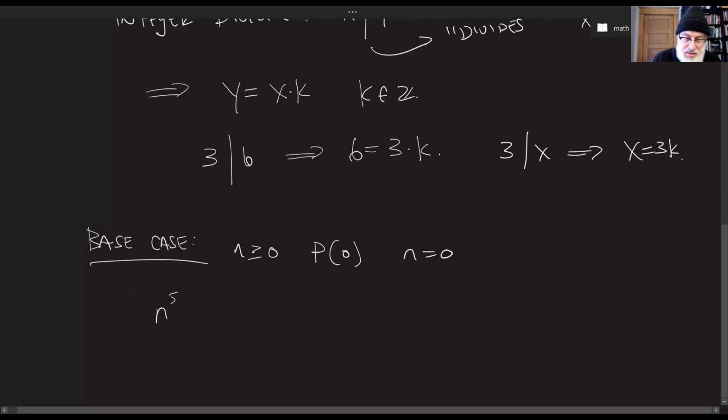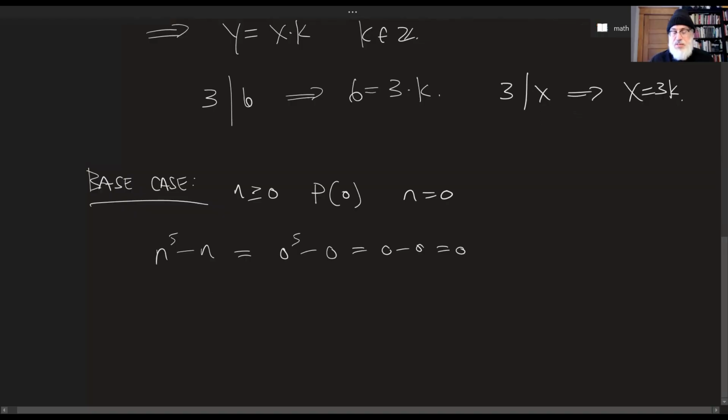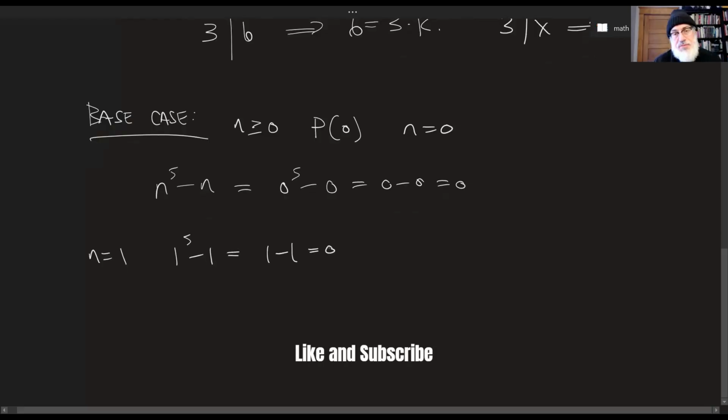And so let's look at n to the fifth minus n. That's 0 to the fifth minus 0. 0 minus 0 equals 0. And of course, 5 divides 0 because everything divides 0. So just for argument's sake, let's look at some other cases just to get a sense of what's happening. Let's look at n equals 1. Well, that's 1 to the fifth minus 1, which is 1 minus 1, which is 0. And again, everything divides 0, so 5 divides 0.